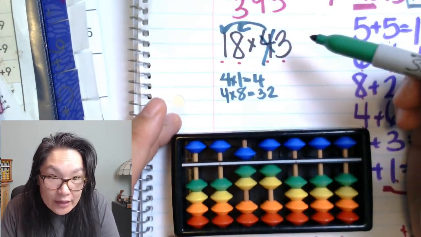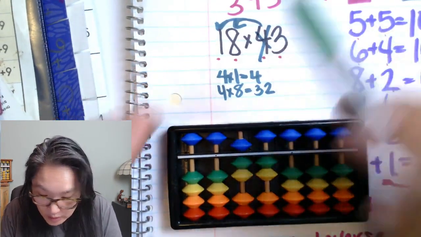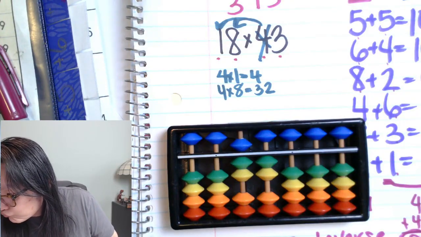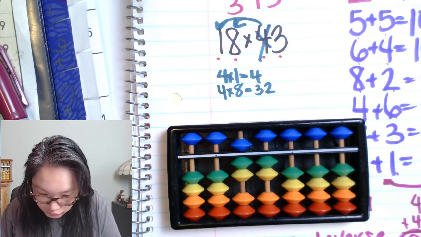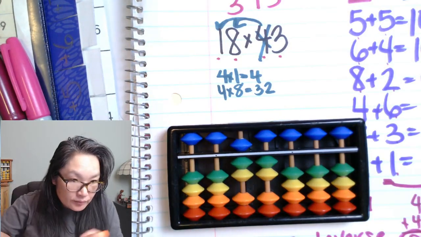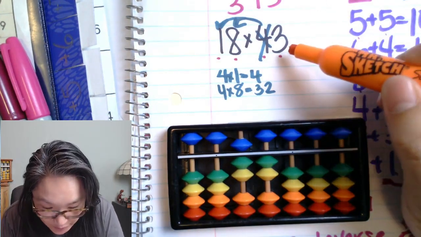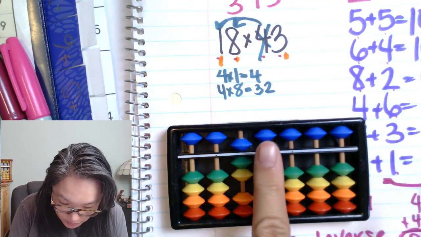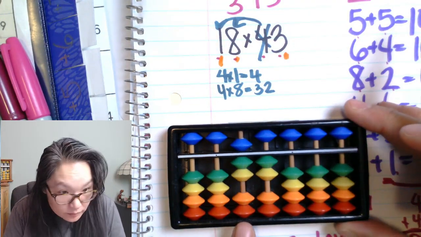Because I'm done with 4, I have to recount it. What is my next number? What is my next place value? I'm going to try this. My next place value is 3. 1, 2, 3. So I go 1, 2, 3.